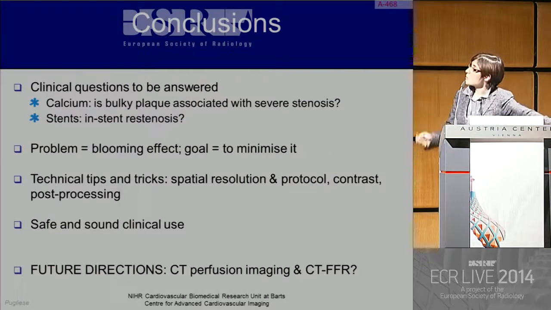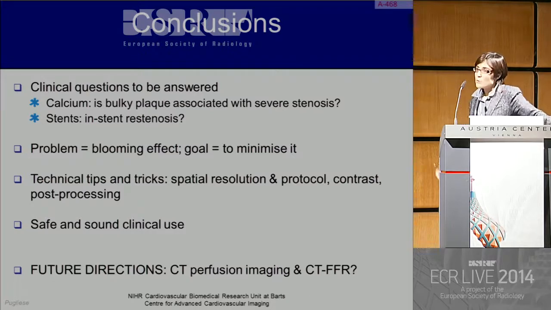So I go to my conclusions. First point, we defined the clinical questions we wanted to answer here. For vessels with bulky calcification, we just want to know whether the calcification is associated with a stenosis. And for stents, in patients with symptoms or in patients without symptoms, we want to see whether there is any degree of in-stent stenosis.